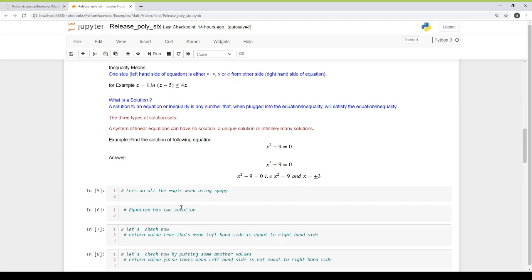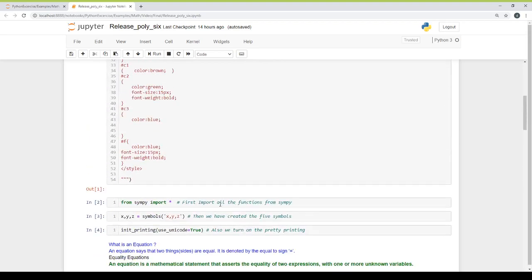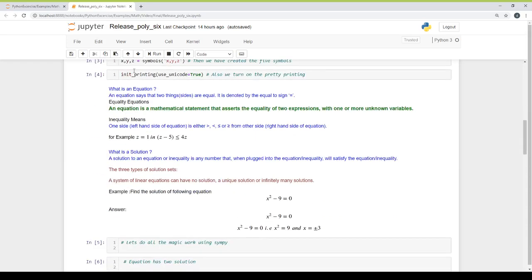Let's do all the magic work using SymPy. First step, import all the functions from SymPy. Create the symbols, and also turn on pretty printing by calling the init_printing method. Let's start the work using SymPy.